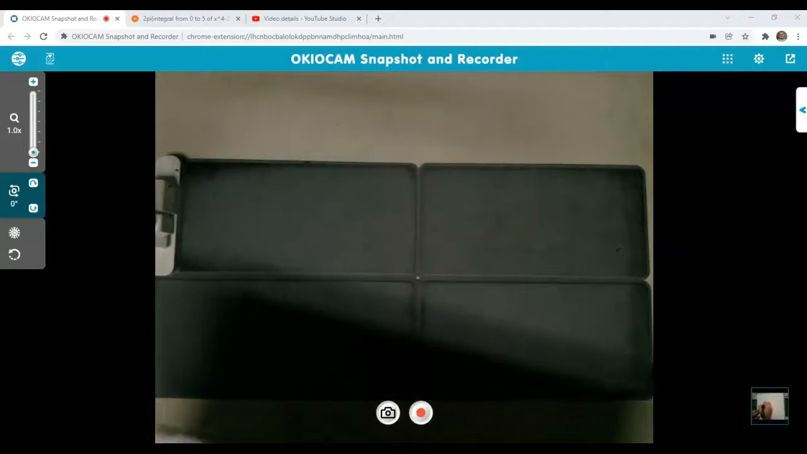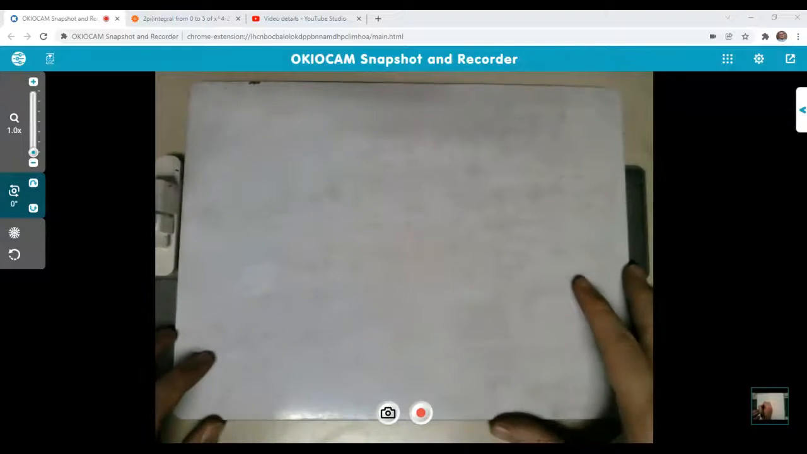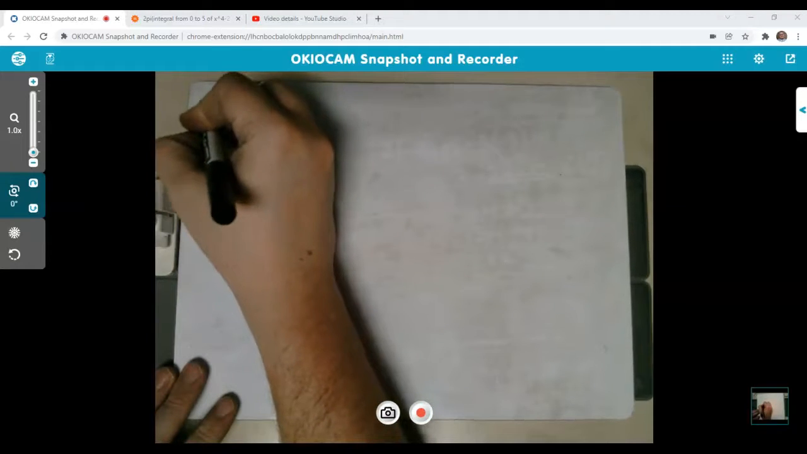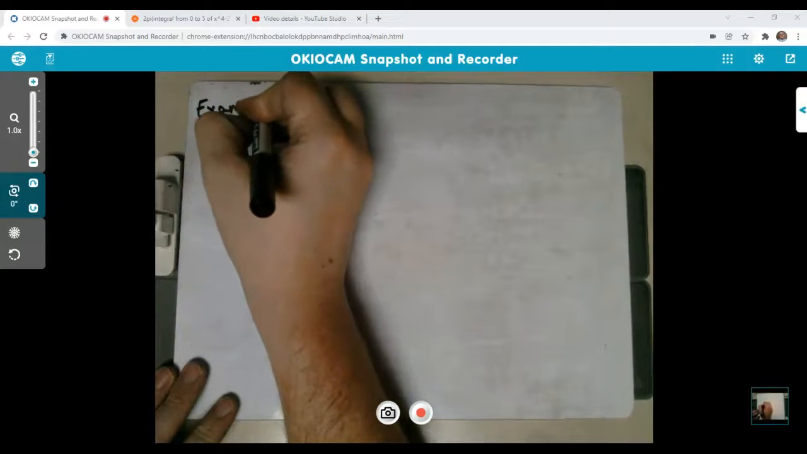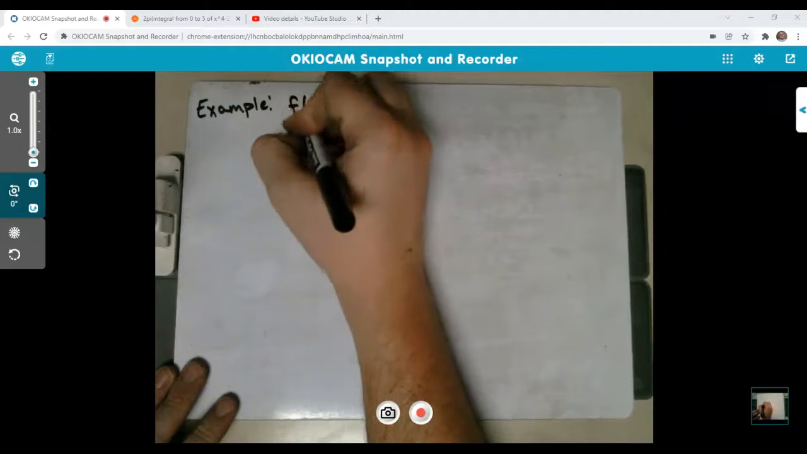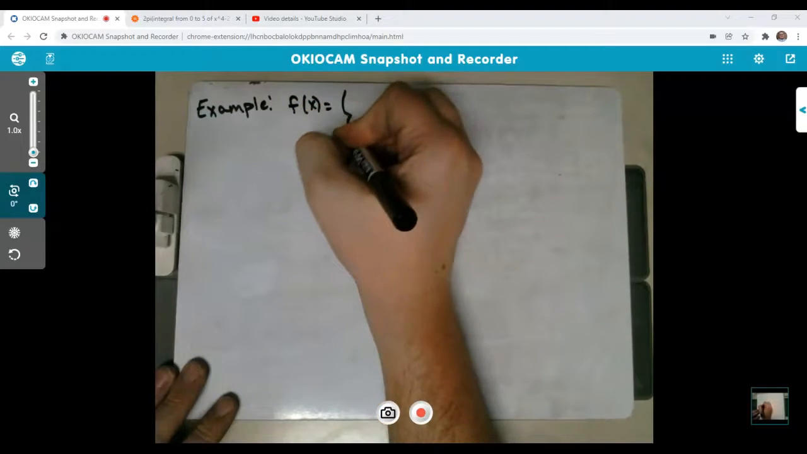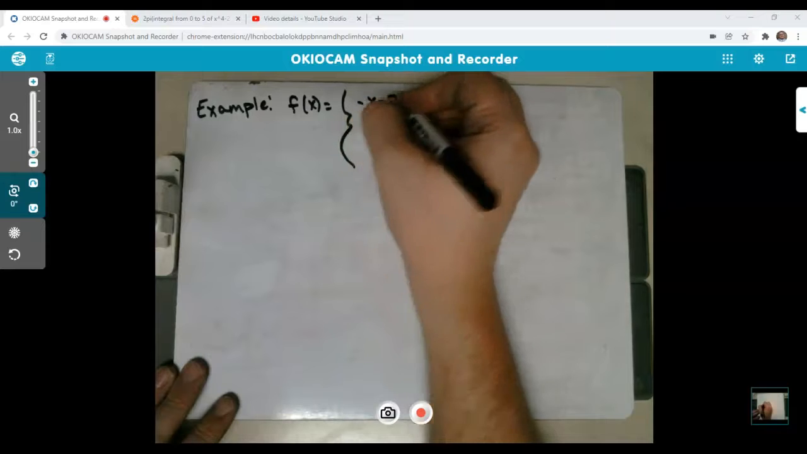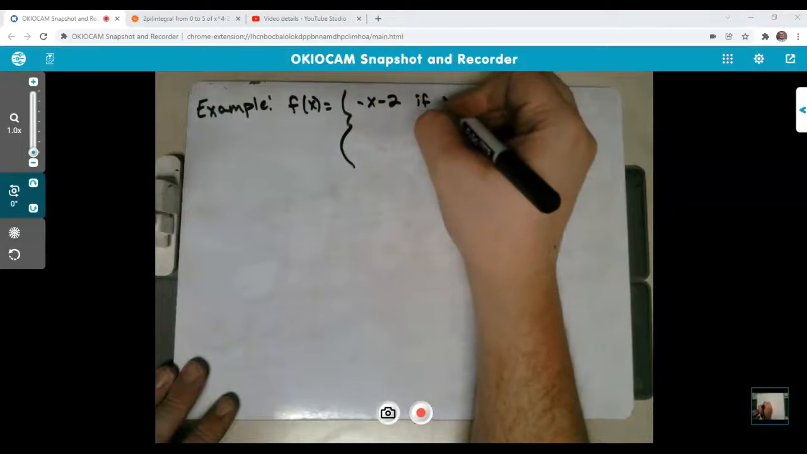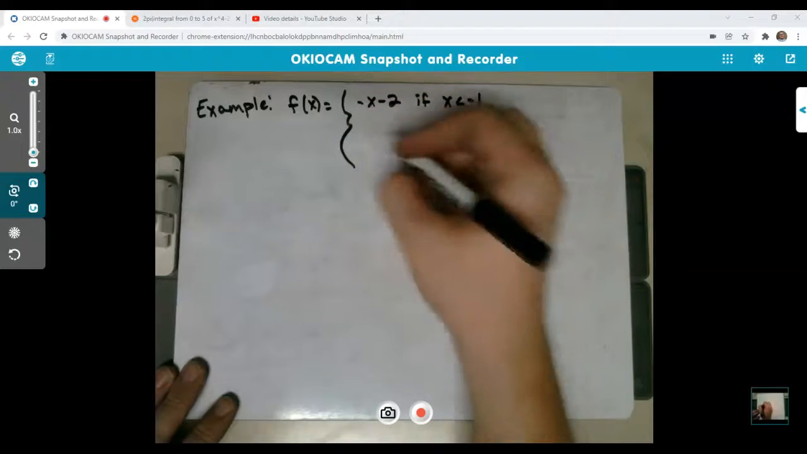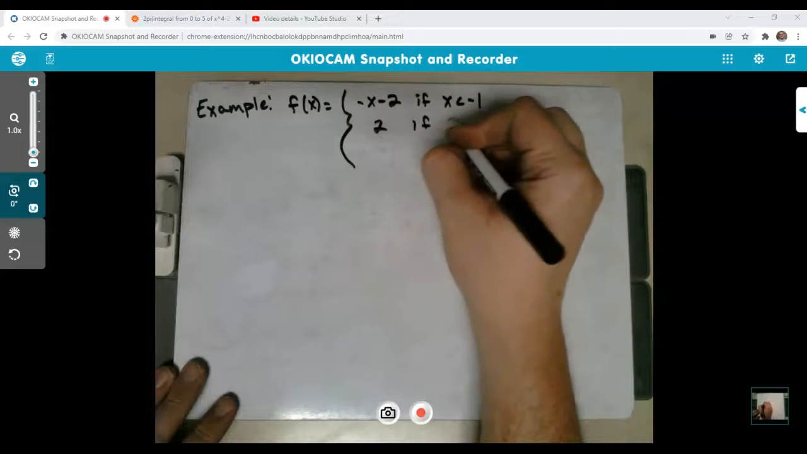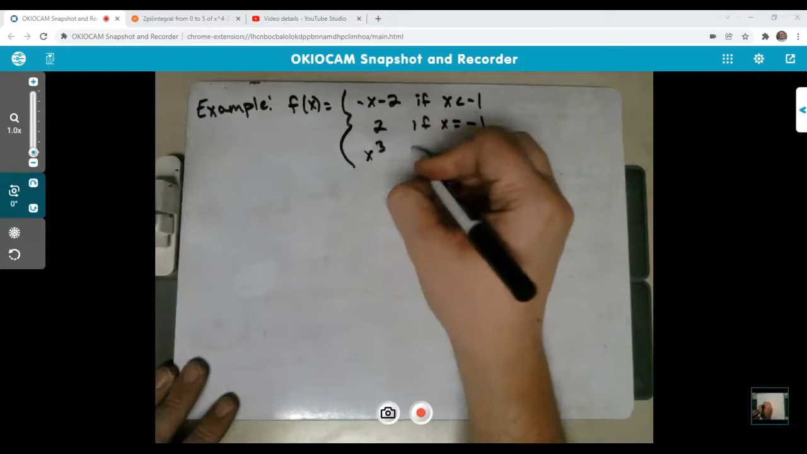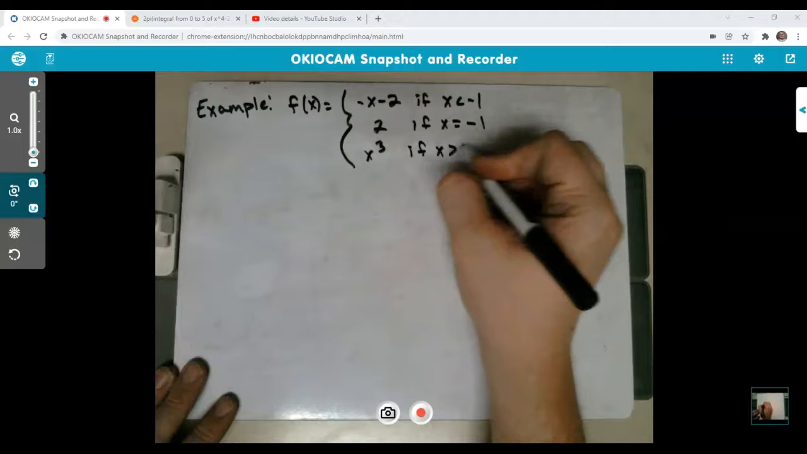Another example like this. Let's let f of x be equal to the piecewise function. This one will have 3 terms. Negative x minus 2 if x is less than negative 1. 2 if x is equal to negative 1. And x cubed if x is greater than negative 1.